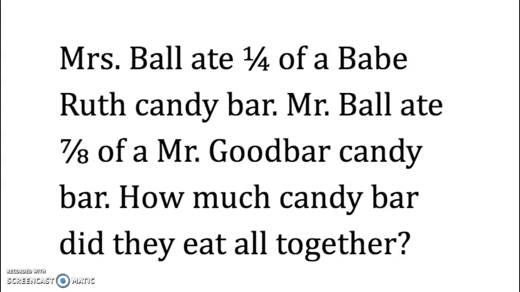So here we have this word problem about Miss Ball. Miss Ball ate half of a Babe Ruth candy bar. Mr. Ball, her husband, ate 7/8 of a Mr. Good candy bar. How much candy did they eat all together? So in looking at this huge block of text, I'm sure some of you guys are overwhelmed. You're already thinking, oh gosh, here we go, another word problem. Pause, breathe, UKT. Let's start with our units.